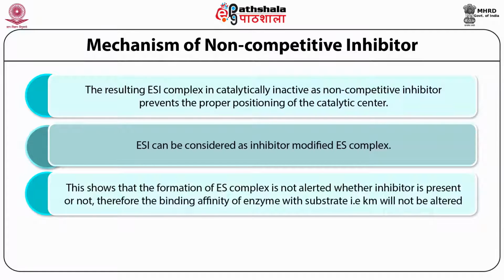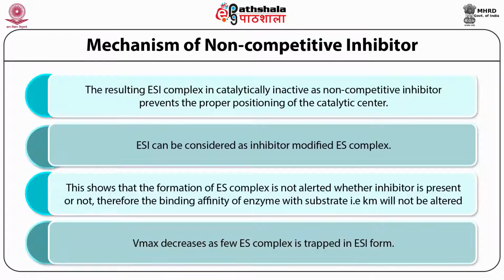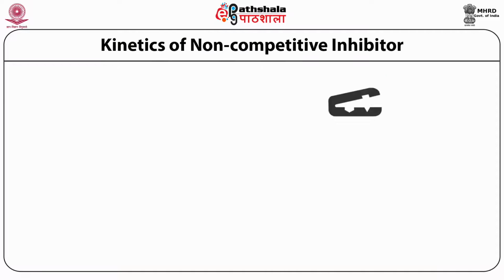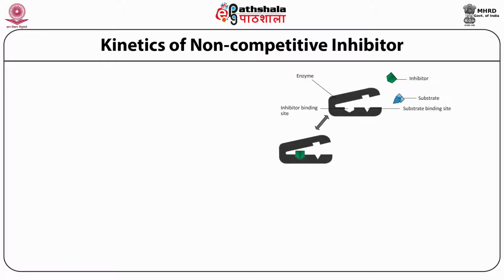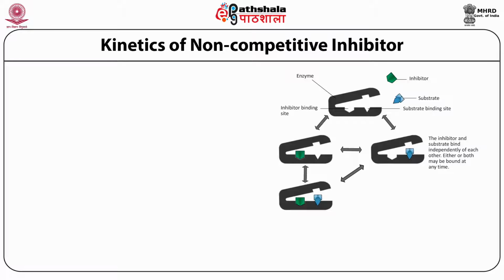This shows that the formation of the ES complex is not altered whether you have a non-competitive inhibitor or not, but it is the product formation that will be altered. So if the ES complex formation is not altered, KM will not change. But because of the formation of the ESI complex, this modified ES complex with the inhibitor will not form any product. So Vmax will decrease. In this figure, you can see that we have two different sites.